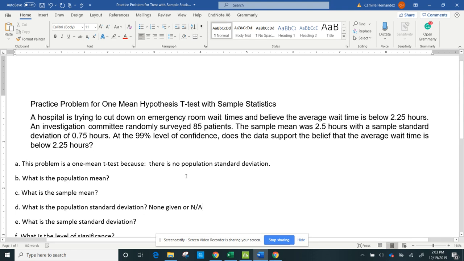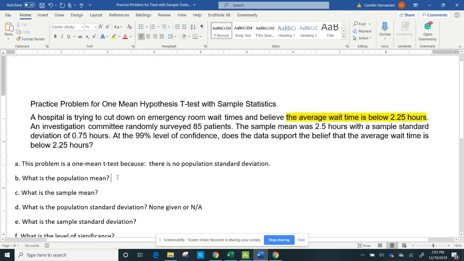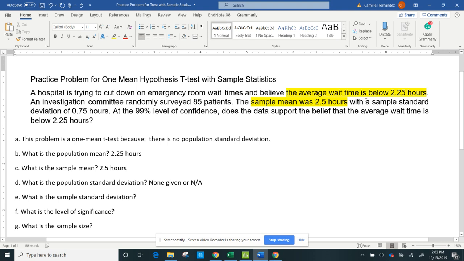Okay, population mean. Again, the population mean is the one that I'm testing in the hypothesis test. I'm going to put it as yellow. So this is going to be 2.25 hours. The sample mean is given. The sample mean is 2.5 hours. Again, I don't have a population standard deviation. The sample standard deviation is given with 0.75 hours. Okay, that was easy.